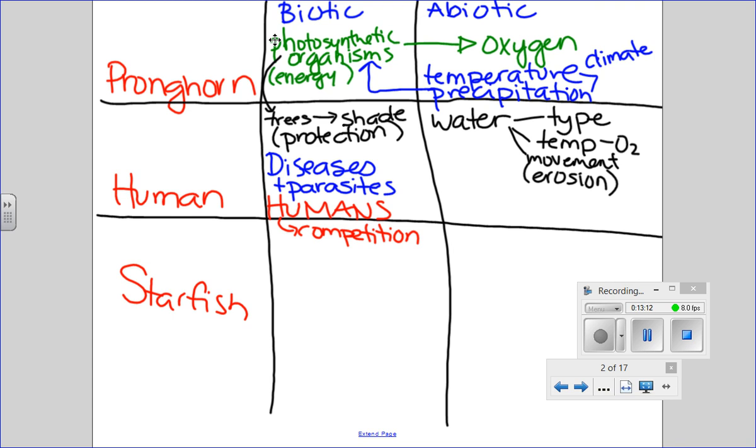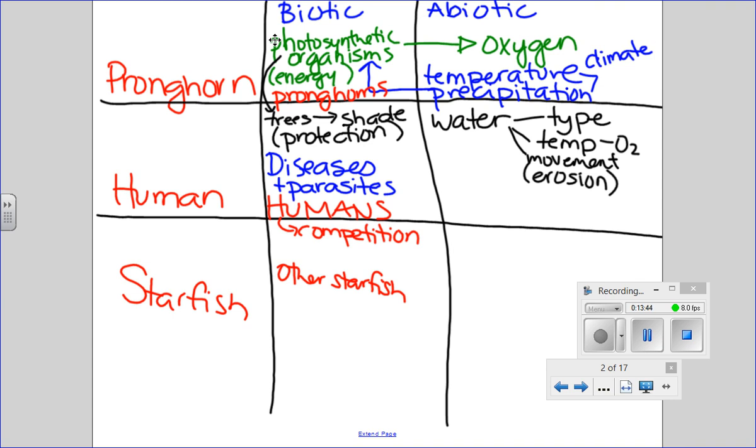Now, in any one of these categories, I could have put that same organism. So in the pronghorn category, I could have put other pronghorns. And in the starfish category, I could have put other starfish. Because realistically, if we are the same species and we have the same needs, we are going to compete for resources with each other. And so that's one aspect of how humans affect other humans.